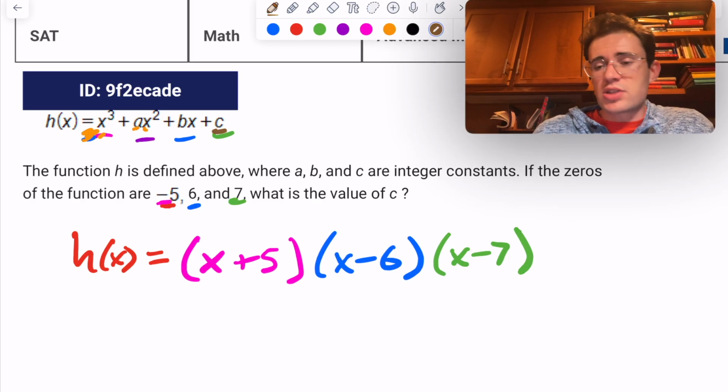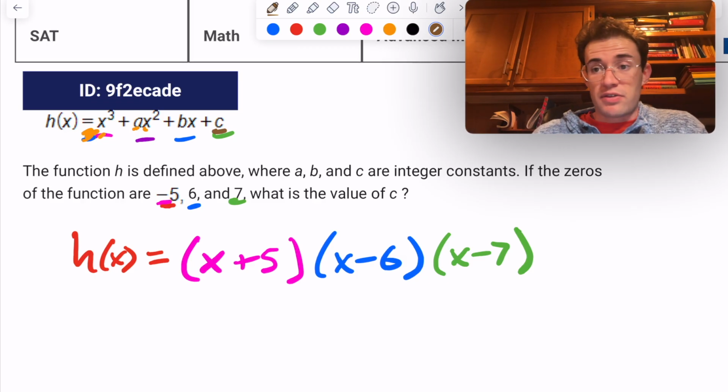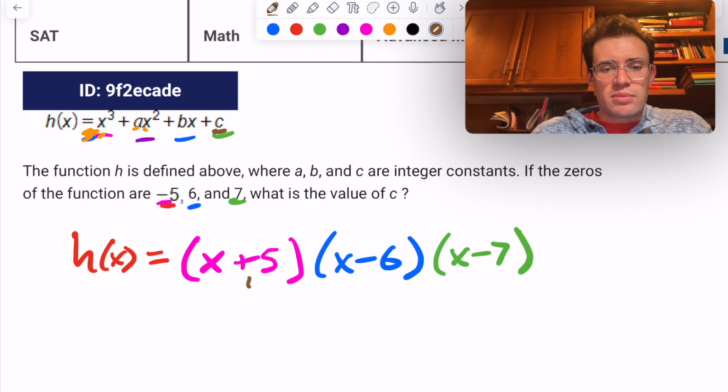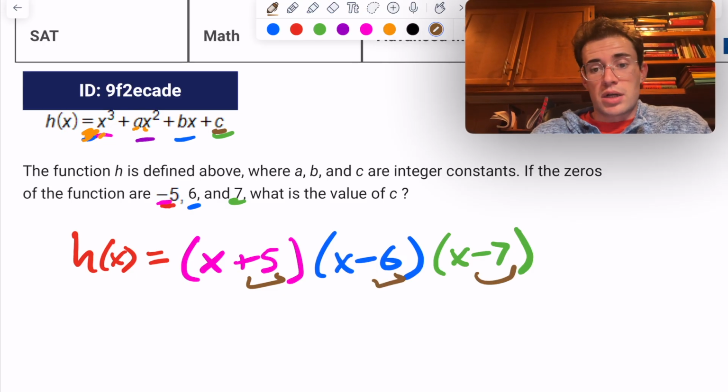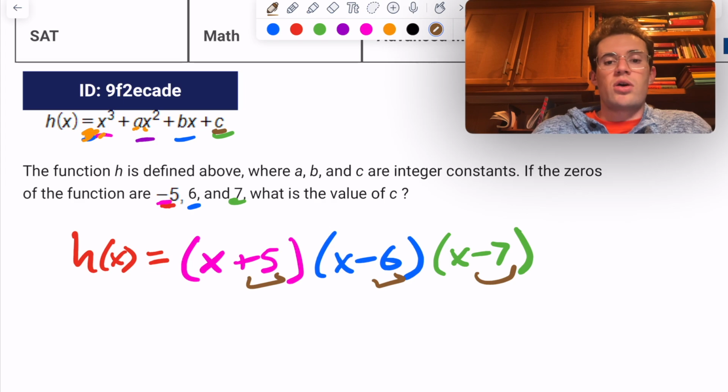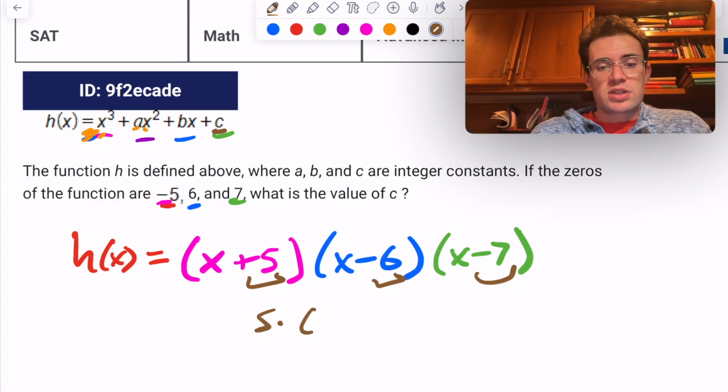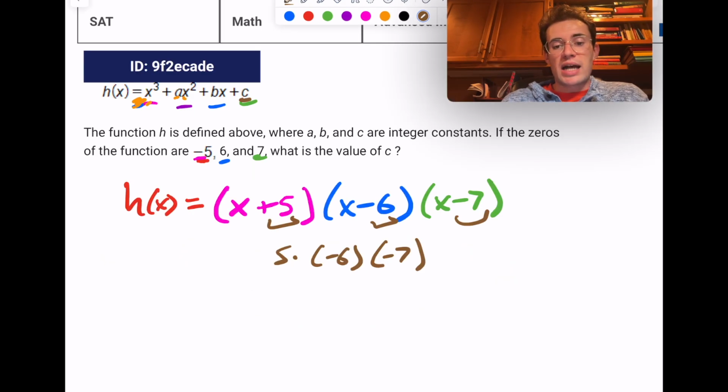We could multiply this entire thing out and figure out what a, b, and c are. That's fine. But the c value is just going to be from multiplying the 5, the -6, and the -7, because all of the other things that you multiply, you'll have at least one x term or an x squared term in it. So if we just multiply those, we get 5 times -6 times -7. -6 times -7 is positive 42, the negatives cancel. And then 42 times 5 gives us 210.